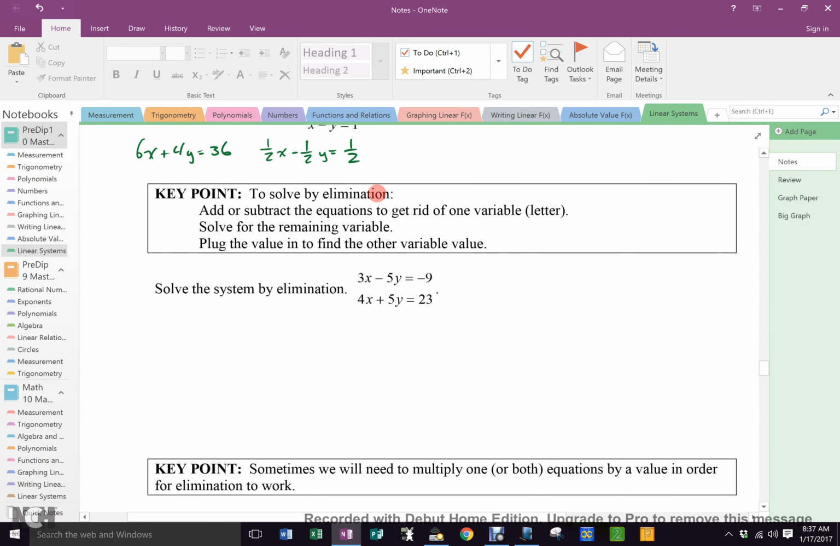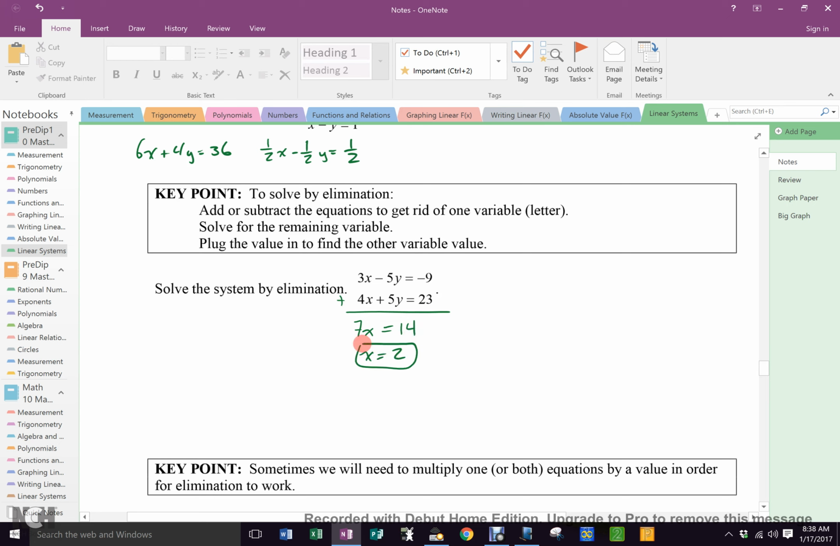So, here we go. First step, add or subtract to get rid of one letter. So, which of those 2 letters can I get rid of in one step? Why can I get rid of y, Antonio? They have the same coefficient, right? So if I add these, what's 3 plus 4? 7x. What's negative 5 plus 5? 0, so it's gone. What's negative 9 plus 23? Positive 14, right? Everyone agree? What are you going to do with that? Divide by 7. So what does x equal?